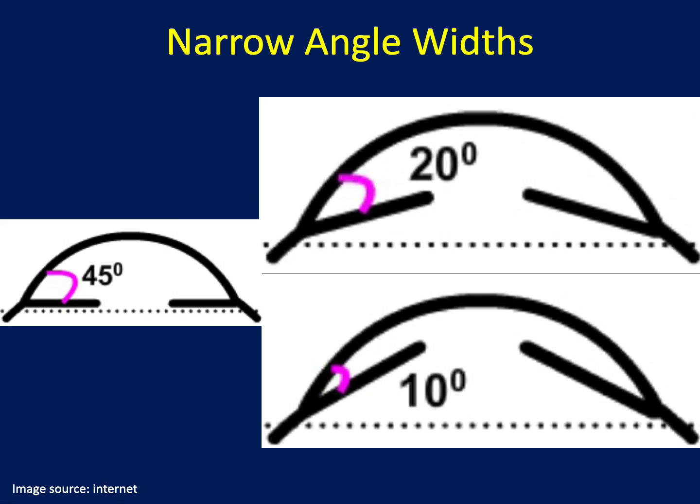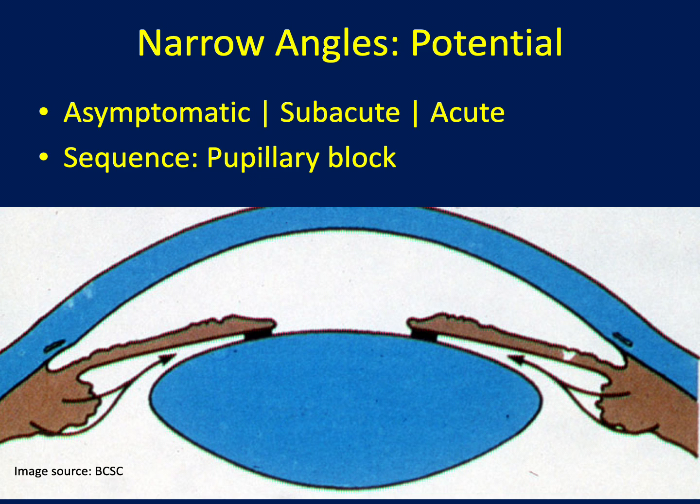When the anatomic angle is narrow, like the bottom right sketch showing a 10-degree angle, the drainage system is becoming blocked, resulting in an accumulation of aqueous humor, which can lead to an increase in intraocular pressure. People with narrow angles can be completely asymptomatic. Some have intermittent and mild symptoms from subacute closure, and some have an extremely symptomatic acute angle closure crisis.